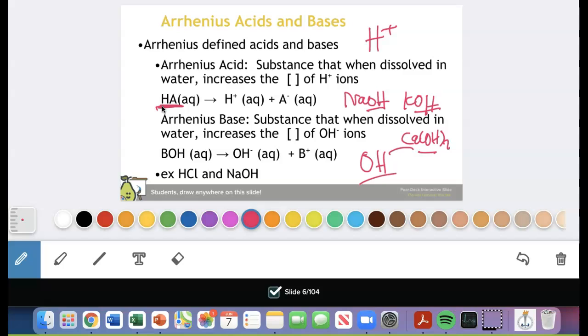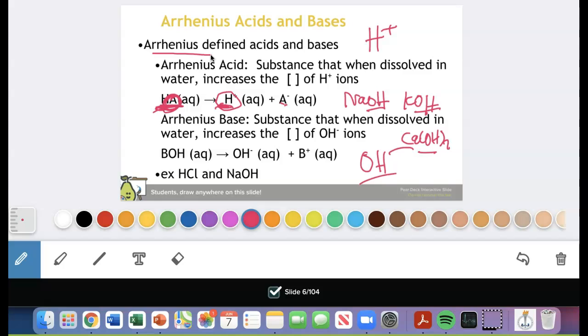What does this A mean? It could be whoever. HA, HCl, HBr, HF, HNO3, H whatever. They're saying it could be whoever that thing is. So HCl, HNO3, H whatever. And again, the presence of the H out in front when ripped apart and producing hydrogen gives us an acid, okay? And this works a lot of the time. This type of definition works a lot of the time.